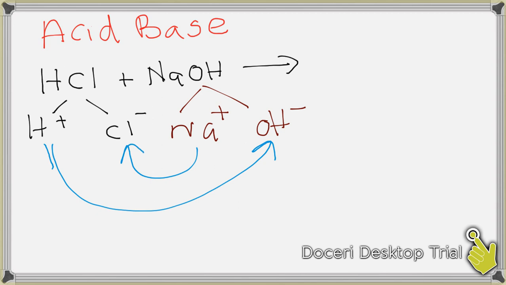So what are the products? You get NaCl plus OH plus H, two H's and one oxygen. What is that? H2O. This is how you predict the product of any chemical reaction. You write the reactants, find the cation and anion in each, and then one cation goes with the anion of the other one.